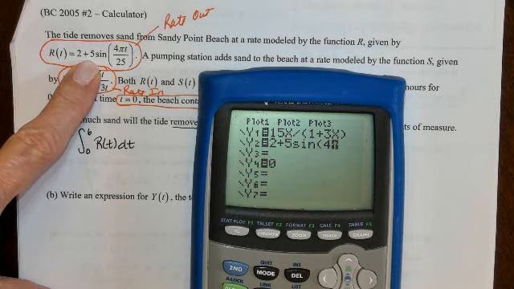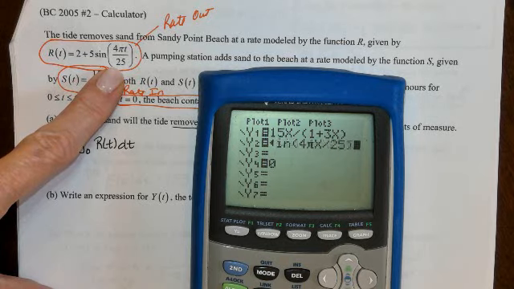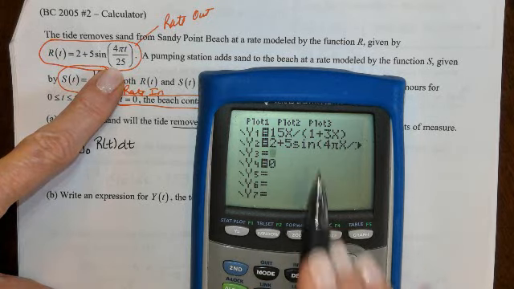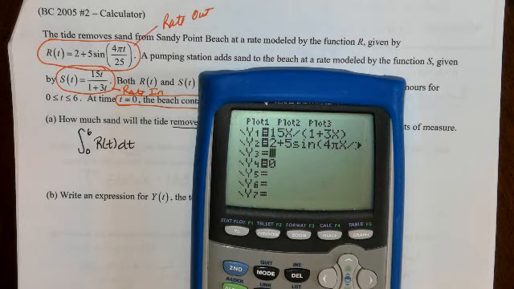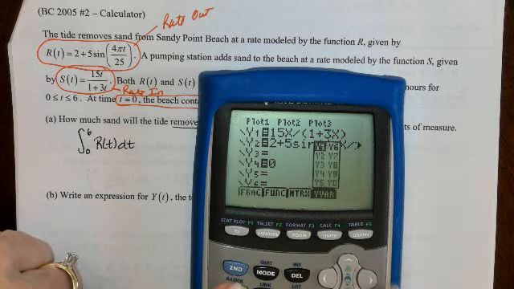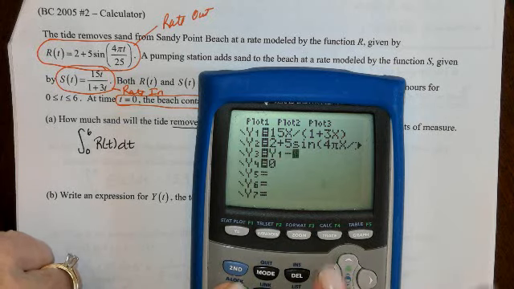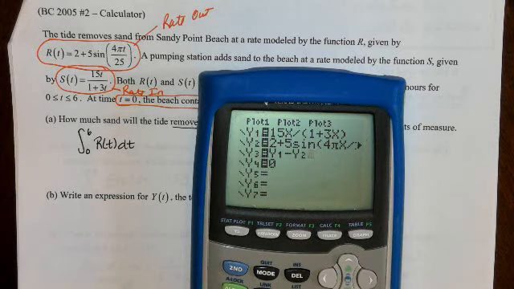For pi t divided by 25. I'm always checking these. It's so easy to type it in wrong, and then you're just in trouble. And then I'm going to go ahead and put RateIn minus RateOut for my y3. Okay, so that's all in there. I can use that for the whole problem.